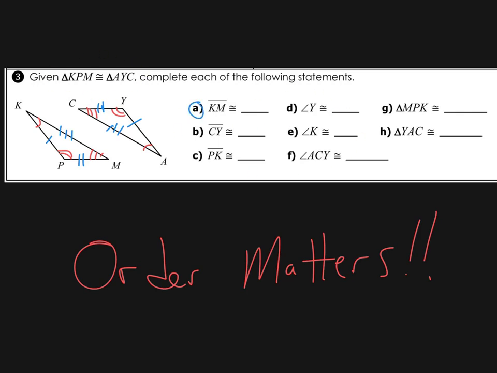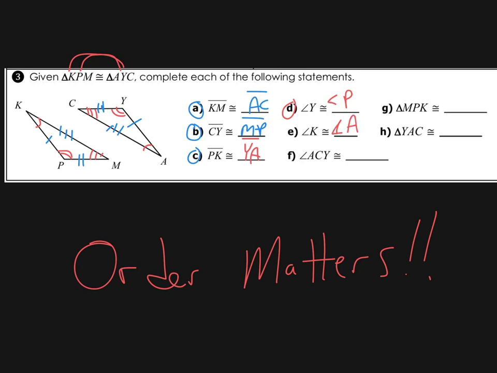So, for instance, A starts with KM. K goes to M. Well, then that's A to C. I just pay attention to the order and make sure I put the same notation. Segment KM is the same as segment AC. They're congruent. Onward to B. C to Y. CY is right here, so MP is the order of my next answer. Segment MP is congruent to segment CY. How about PK? PK goes from P to K, so that's going to go from Y to A. Moving right along, angle Y is congruent to angle P. Angle K is congruent to angle A.